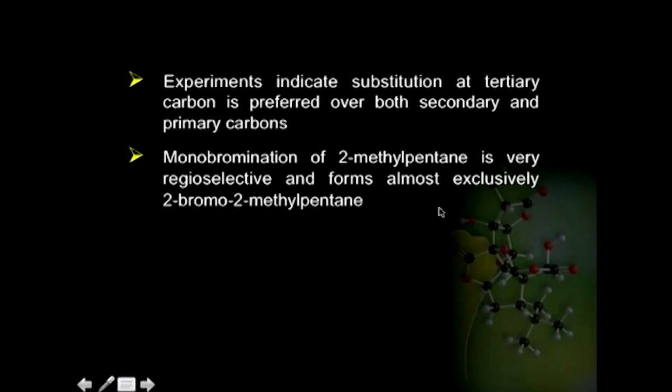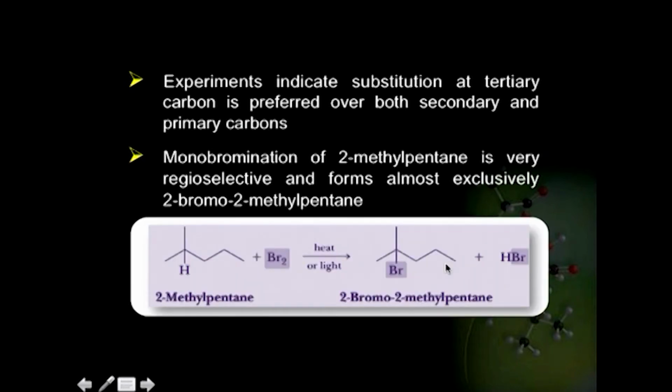in different ratios. So, experiments have indicated that substitution at tertiary carbon is preferred over both secondary and primary carbons. So, monobromination of 2-methyl pentane is very regioselective and forms almost exclusively 2-bromo-2-methyl pentane. This is the reaction where we have 2-methyl pentane reacts with bromine and in presence of light gives us exclusively the 2-bromo product. We call this reaction as a regioselective reaction because there was a possibility of formation of a 1-bromo product also, but because of the reasons which we shall discuss further, the formation of only one product takes place. And regioselectivity has been observed more for bromine than for chlorine.